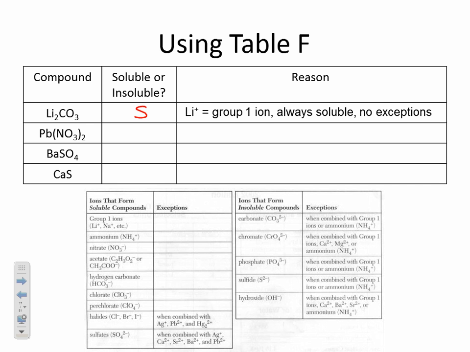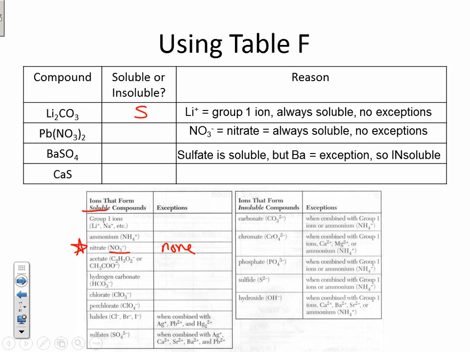Next up is lead 2 nitrate. Again, you're looking for half. You're looking for one of the two ions in table F. You're not going to find the two ions paired together. And the ion that you're probably going to find first is nitrate, NO3, right underneath it. Notice that this is soluble, an ion that forms a soluble compound, and there are no exceptions, none. Which means that this is a soluble compound. Lead is not an exception for nitrate.